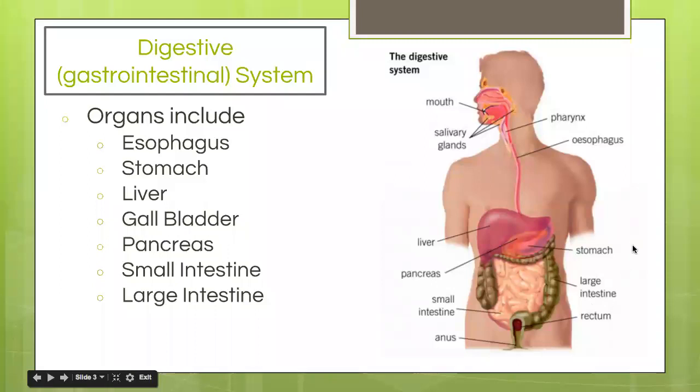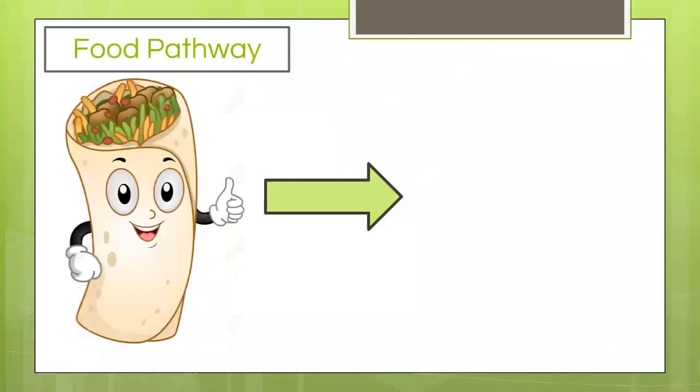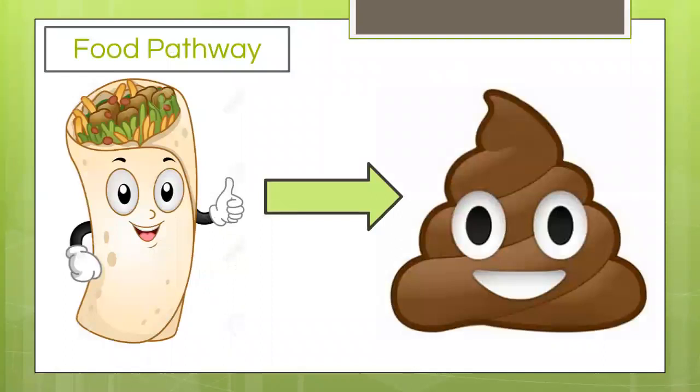A quick run through again so that we're on the recording. We start with our mouth to our esophagus, through our stomach, to our small intestine. At our small intestine, we have a couple of accessory organs that enter in with the liver, the gallbladder, and the pancreas. And then we go to the large intestine.